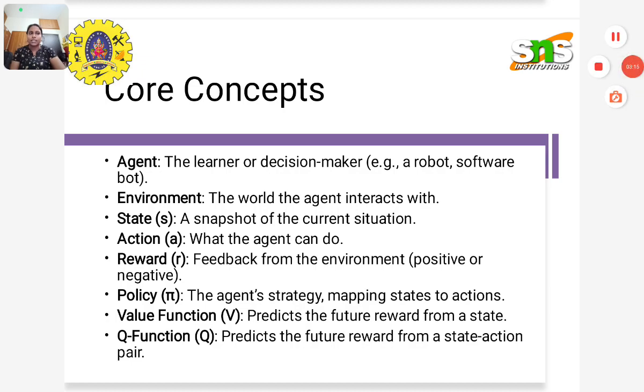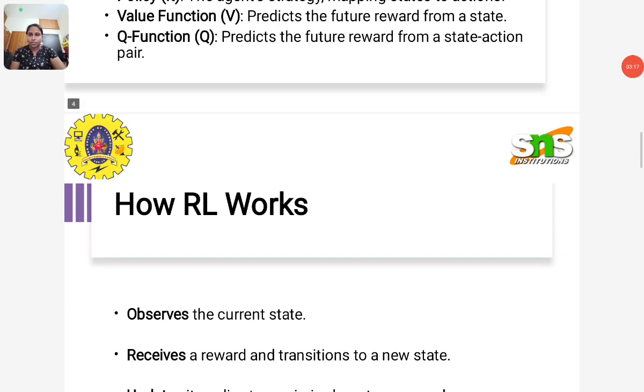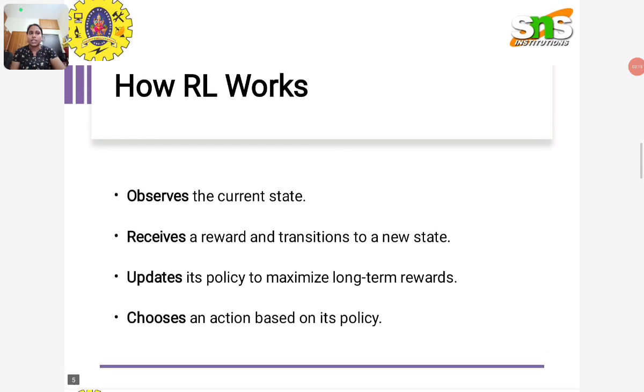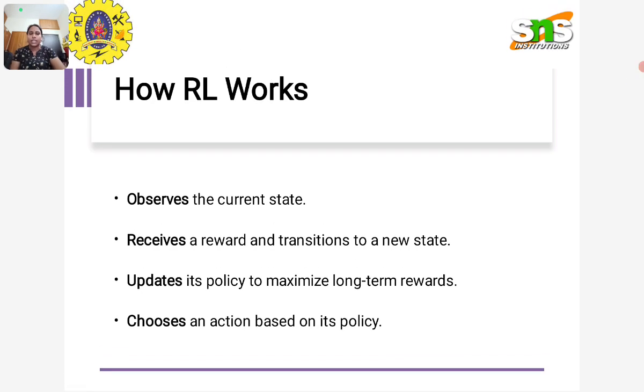And the next thing is how reinforcement learning works. It observes the current state, chooses an action based on its policy, receives a reward and transitions to the new state, and it updates its policy to maximize long-term rewards. So this is the working process of reinforcement learning.